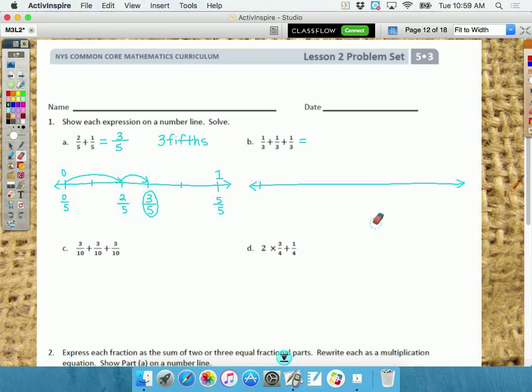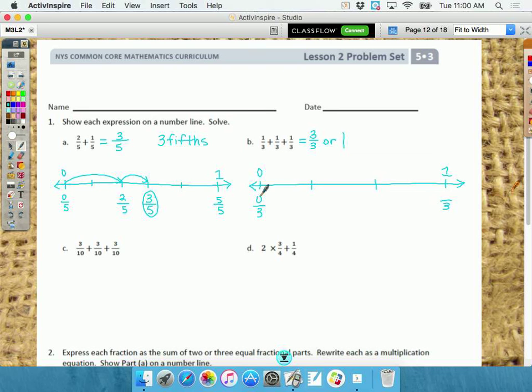All right, so let's first of all talk about the answer to this problem. What is it? 3/3 or 1 whole. Okay? So what will my end marks be on my number line? 0 and 1. There's no reason to go past 1. Right. Now the next decision I have to make, what's my denominator? 3. So I will need how many tick marks between my whole numbers? 2. Or 3 equal spaces.